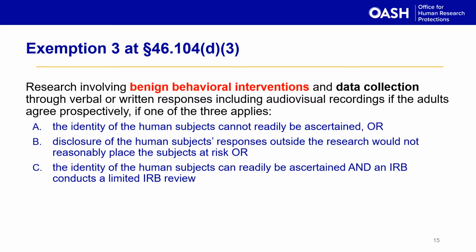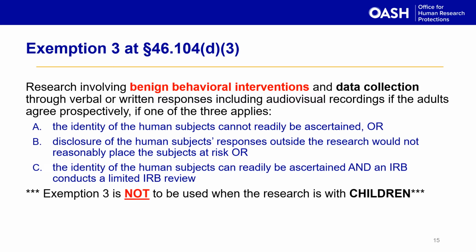for Exemption 2. But very briefly, the information in the study is recorded so that it cannot be readily linked back to the subjects, or the information is not sensitive, meaning that there is a low risk of harm should there be a disclosure by the study team, or there are identifiable and sensitive information, but there's a limited IRB review for privacy and confidentiality protections.